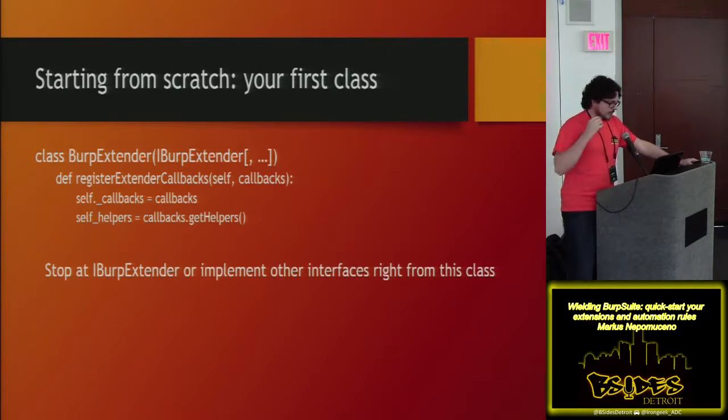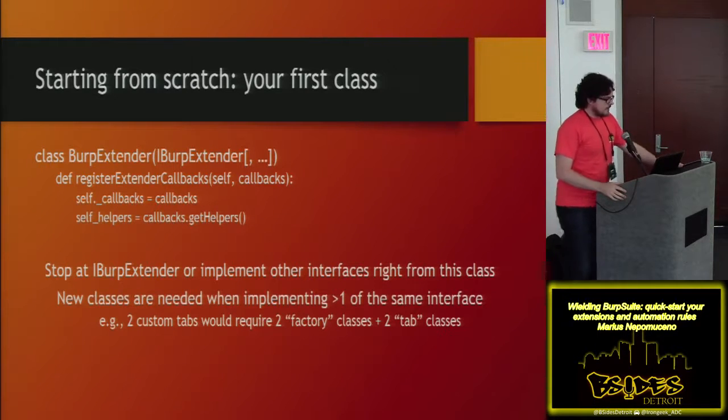So like I said before, you can either stop at IBurpExtender when you are implementing interfaces into your class, or you can implement other BurpSuite interfaces right from that class. So if your class is going to contain custom tabs, you go ahead and say class BurpExtender(IBurpExtender, IMessageEditorTabFactory). And now you can use that interface within this class.